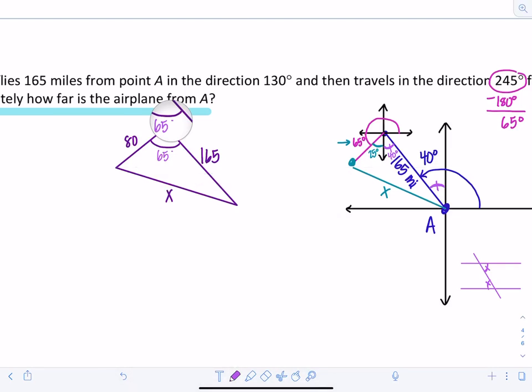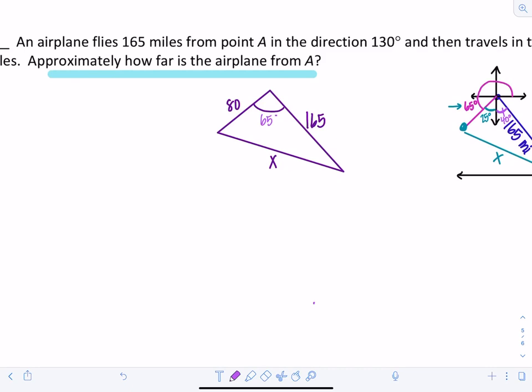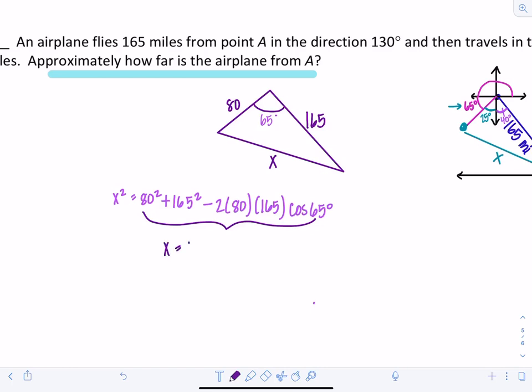The triangle is labeled. Now what I'm going to do is go ahead and solve for x using the law of cosines. So we're going to have x squared equals 80 squared plus 165 squared minus 2 times 80 times 165 times cosine of 65 degrees. Okay, and then from here, the rest, just punch it in your calculator and then take the square root and you should get x equals 149.89 miles. All right, so anytime you do these problems with bearing, make sure you draw out your coordinate system, measure things very carefully, and figure out angles using some geometry techniques.